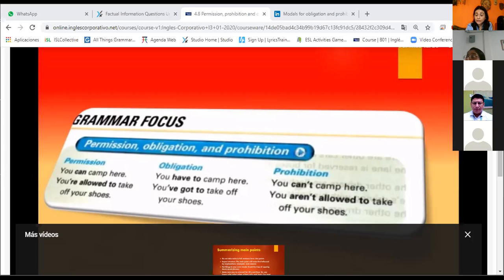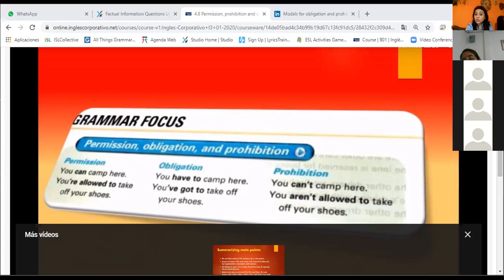All right. And then we have prohibition. In this case, we're using can and allowed to, just like permission, but in negative. When you are not allowed to do something, when I'm prohibiting something, I say, Rocio, you can't speak Spanish in class. Or I say, Elmer, you're not allowed to bully the teacher. So when I'm telling you that you're not allowed to do something, prohibition is the opposite of permission. Okay? So if you notice, for permission, we use can in affirmative.